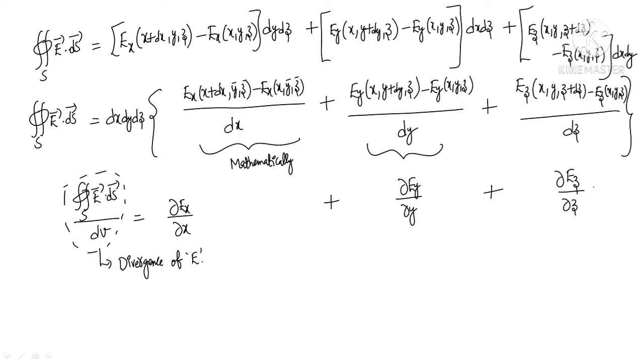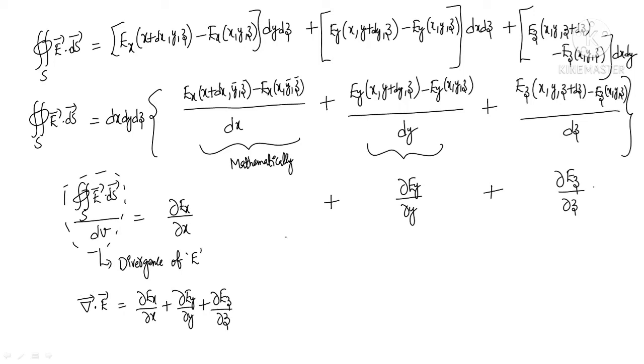This is nothing but divergence of E. Mathematically, it is represented like this: del bar dot E bar is equal to, what is the expression for this? It is dou Ex by dou x plus dou Ey by dou y plus dou Ez by dou z. Okay, this is one way of finding the divergence. If you know a closed surface, finding the surface integral of E dot ds for that closed surface, dividing that with the volume, small differential volume enclosed by that surface, you will get the divergence.